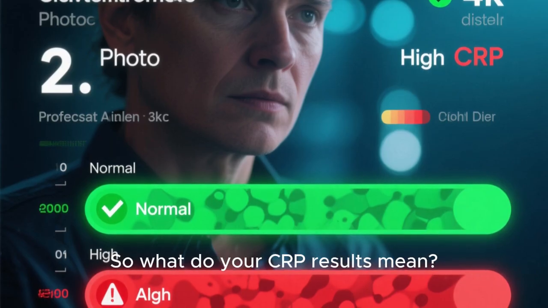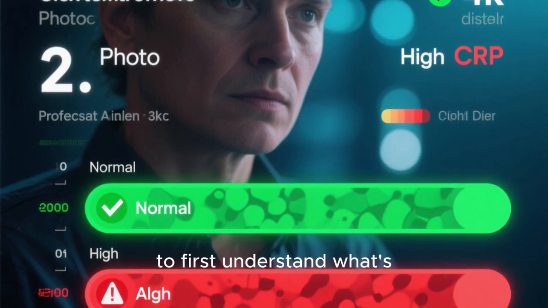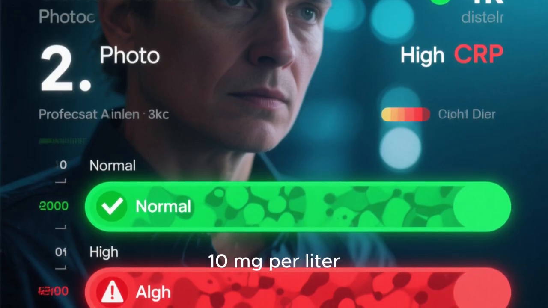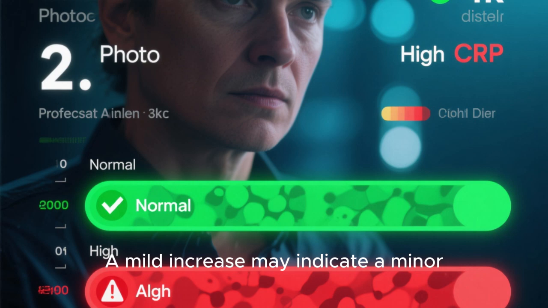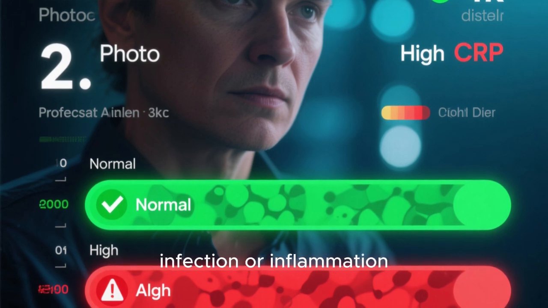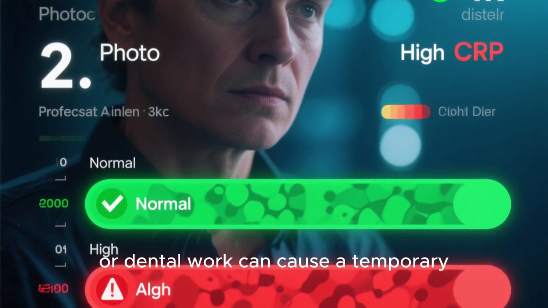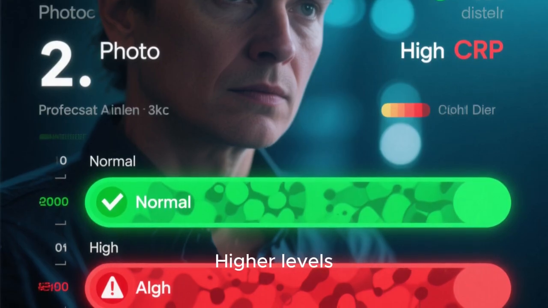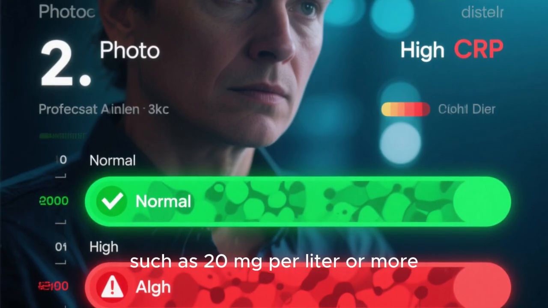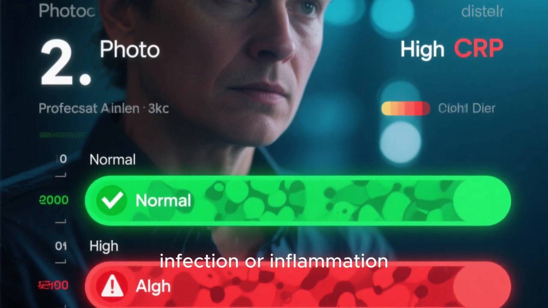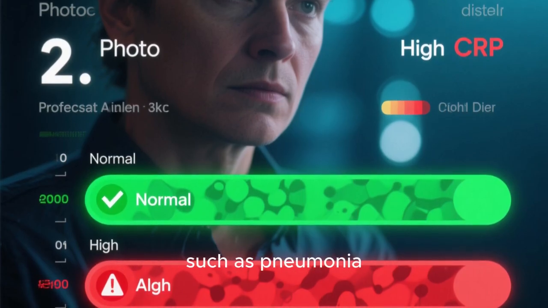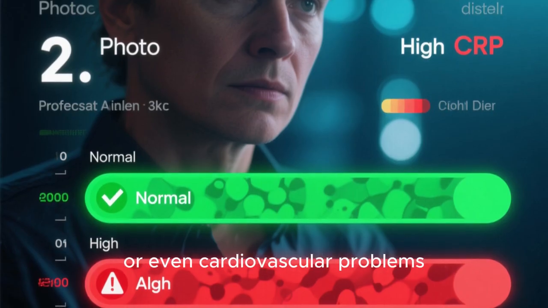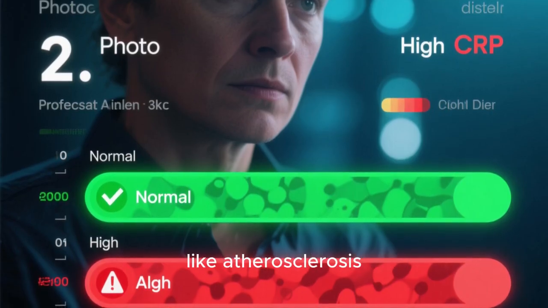Section 4. Normal vs high CRP levels. So what do your CRP results mean? Well, it helps to first understand what's considered normal. Normal CRP levels are usually less than 10 milligrams per liter. A mild increase may indicate a minor infection or inflammation. For example, a recent surgery or dental work can cause a temporary increase in CRP levels. Higher levels, such as 20 milligrams per liter or more, can suggest a more serious infection or inflammation, such as pneumonia, an autoimmune condition like rheumatoid arthritis, or even cardiovascular problems like atherosclerosis.